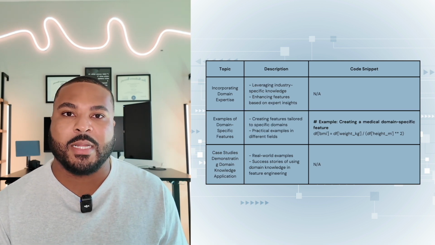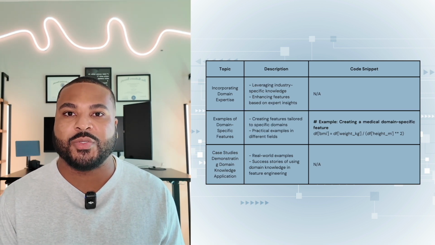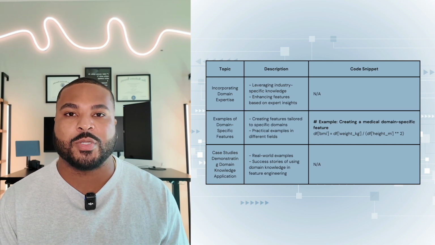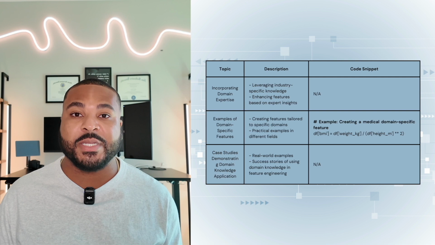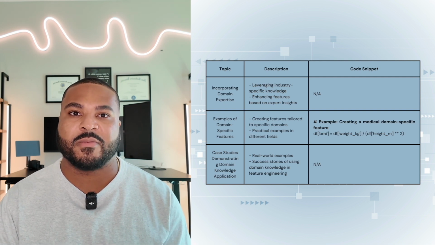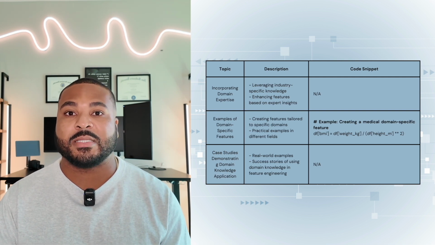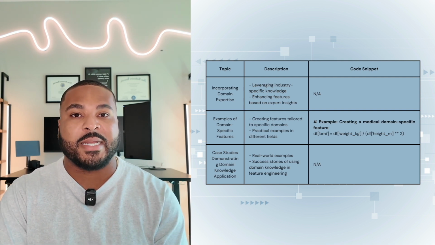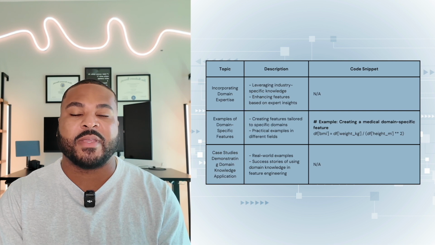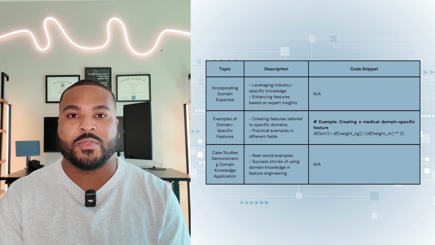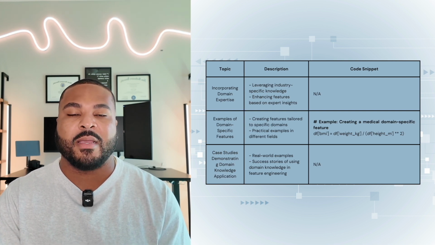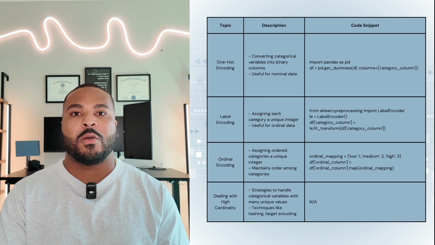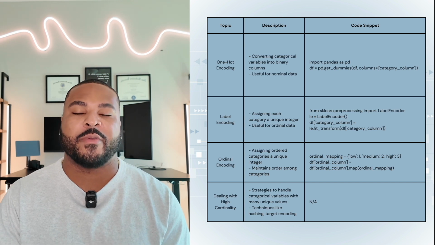Analysts use domain knowledge to create features related to customer purchasing behavior, seasonal trends, and promotional effects. These domain-specific features help to enhance the sales forecasting models, leading to better inventory management and increased sales. So by understanding and incorporating domain-specific insights, these teams were able to create powerful features that provided deeper insights and more accurate predictions. Let's go over how to handle categorical variables.